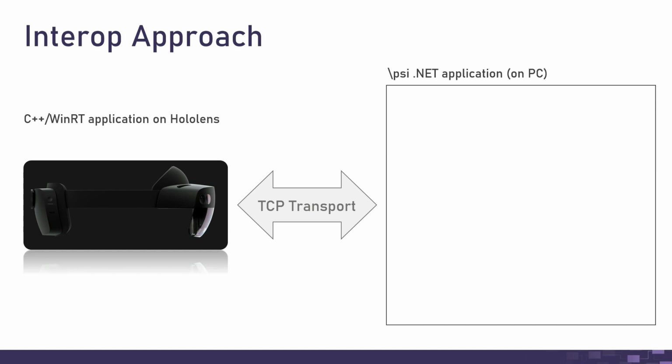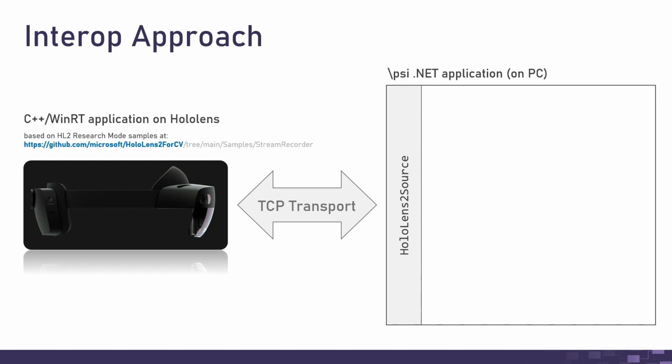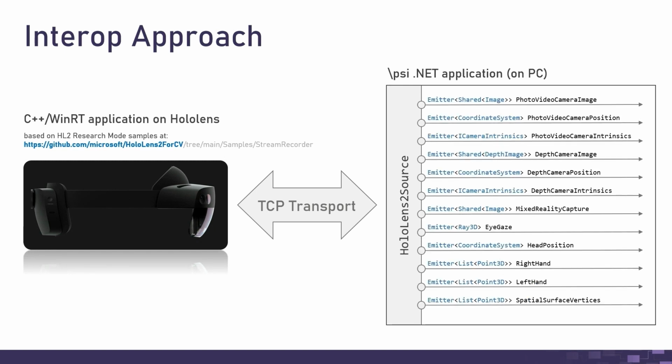You all might be familiar or have already heard about the research mode for HoloLens, which gives access to key sensors for research applications that aren't intended for deployment. Our work basically leverages this research mode. In fact, our WinRT streamer application was built by evolving the stream recorder sample available in the research mode repo here. The streamer application sends the data over a TCP channel, and on the PC side, we have a Psi component called HoloLens to source that surfaces the various sensor streams produced by the device as regular Psi streams. The streaming happens in real time, and we can send information back to the device as well.